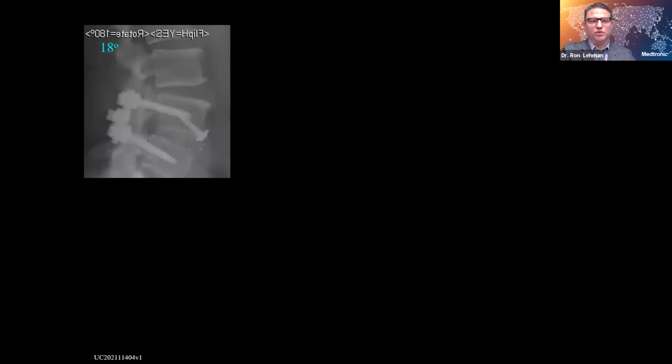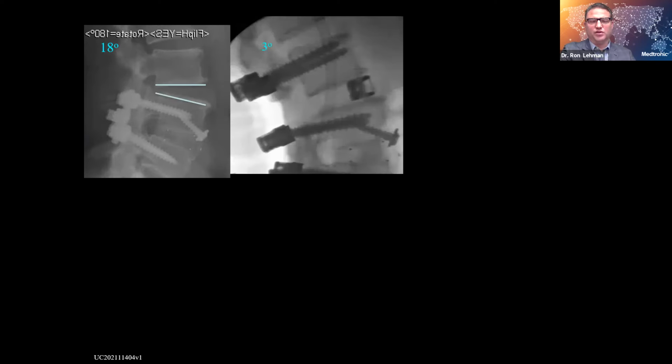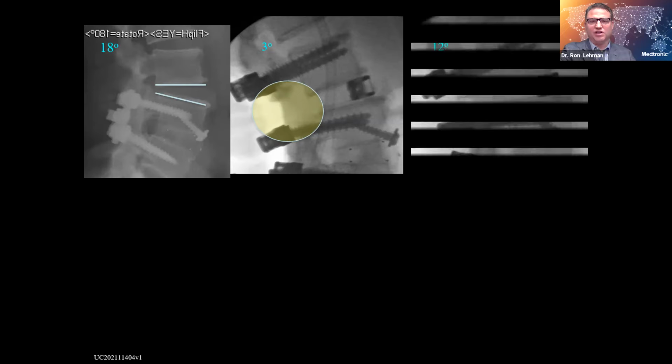And so here was when we start the case. This is, once again, prone on the table. So we're at 18 degrees at that 3-4 level. We then place our screws. We do our TLIF. You can see we performed a posterior column osteotomy, bilateral pars resections. We get our cage, which is a banana cage, all the way to the front. So we use that as a fulcrum, and we sort of teeter off of that.